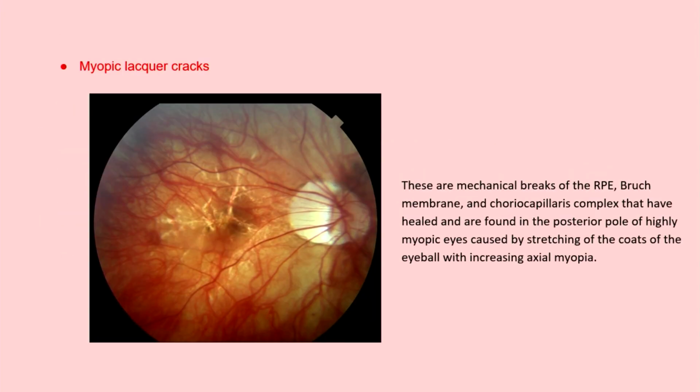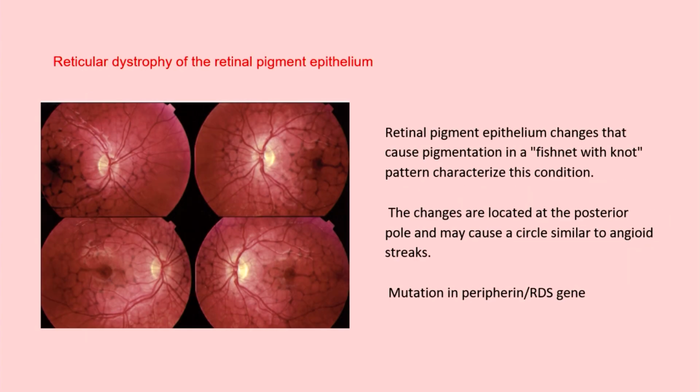Myopic lacquer cracks. These are breaks in the RPE, Bruch's, and choriocapillaris. Three things will be affected, and mostly in the posterior pole, and it is seen in high myopes, and it is caused by the stretching of cords with increasing axial length.